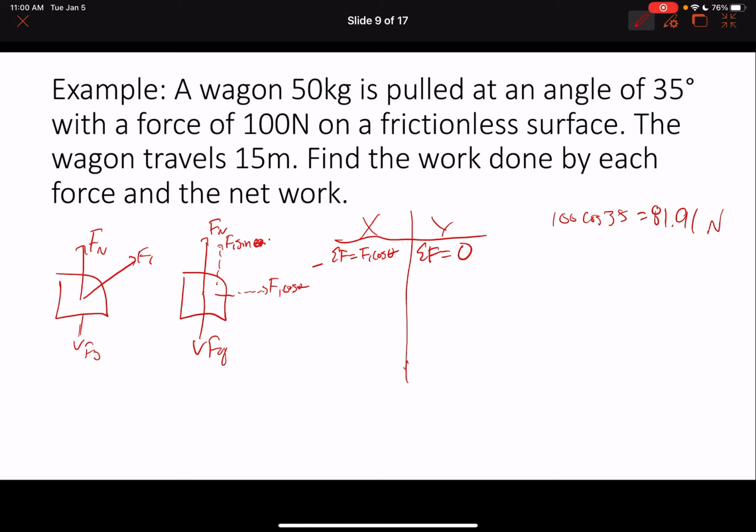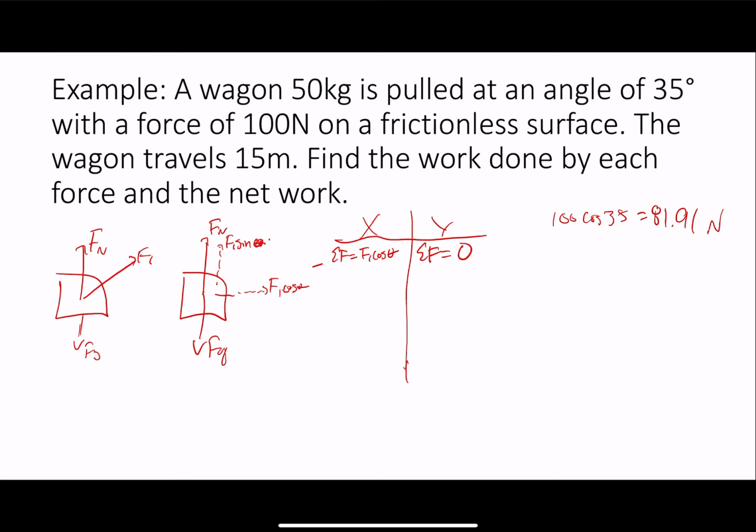And if we want to find the work done, what we do is we do work equals FD cosine theta. What's the force times the displacement times the cosine theta? Well, the force is 81. The net force is 81.91. The displacement is 15. But what is the angle? Some of you might say, oh yeah, it's 35, right?